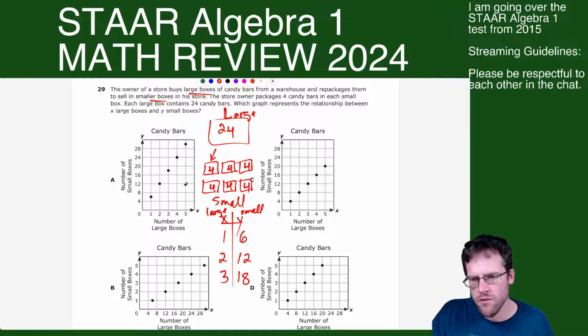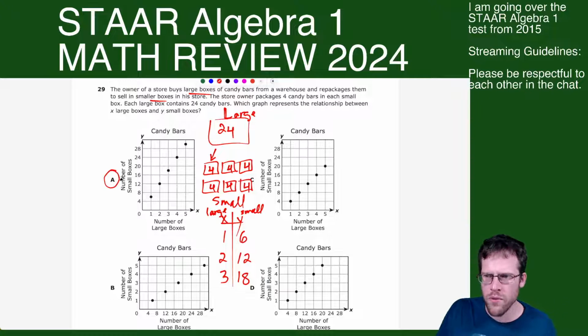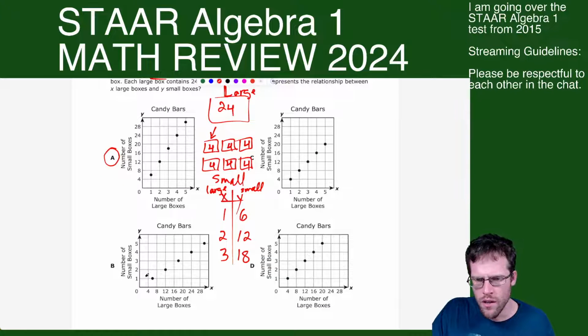So now we just look through the answer choices. 1 large gets you 6 small. 2 gets you 12. 3 gets you 18. 4 gets you 24. A is already looking good. The problem with the remaining answer choices: if you have 6 large boxes, that gets you 1 small box. No, 6 boxes of 24 would be a big number, and to say that that's only going to give you 4, this is just not it.